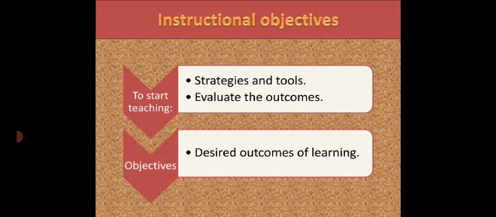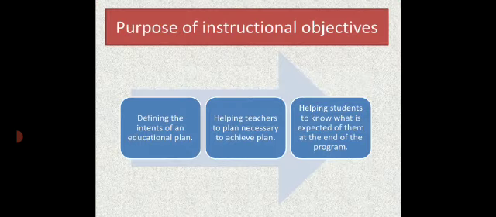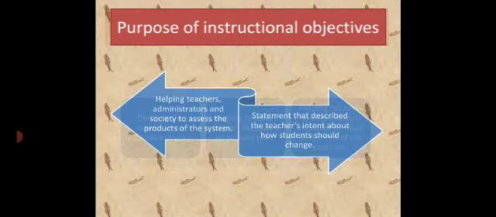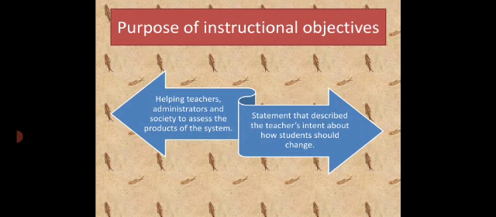To start teaching, the teacher has to teach the content. The teacher must be guided by the instructional objectives, and she follows strategies and tools to accomplish the task, and then evaluates the outcomes. Objective means a desired outcome of learning. And next we see the purpose of instructional objectives. Defining the intent of an educational plan, helping teachers to make the plans necessary to achieve it, helping students to know what is expected of them at the end of the program, and helping teachers, administrators, and society to assess the products of the system. These are statements that describe the teacher's intent about how students should change.